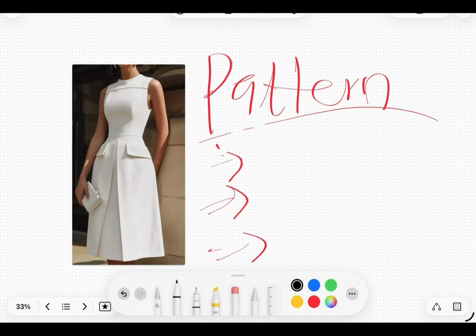So what pattern will be needed? We'll of course need our basic torso block, and then we'll extend that into the mid-length because it looks like it's a mid-length. It's obviously below the knee. It's a mid-length kind of dress.